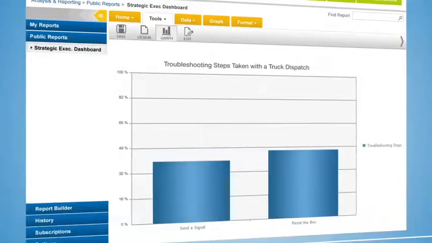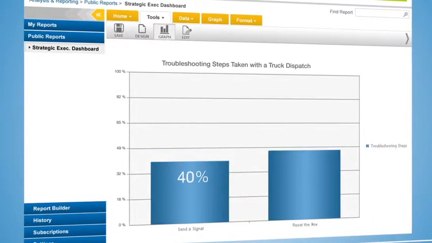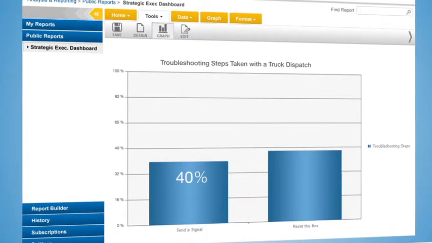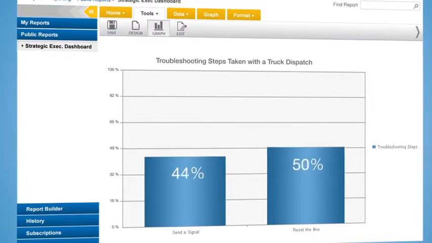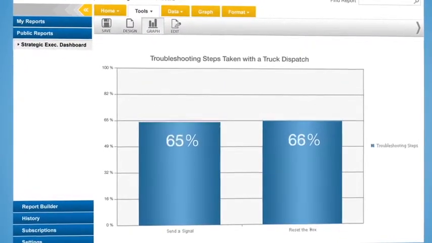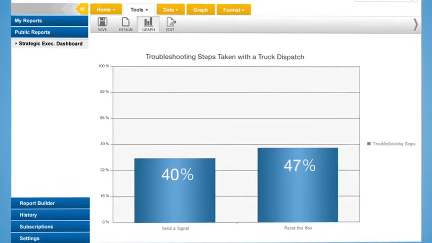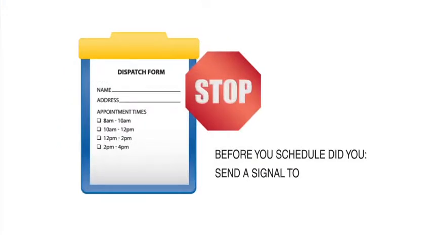What we learn is that when a channel error call came into the center, our agents only sent a signal 40% of the time, and we're resetting the box 47% of the time. These numbers should be closer to 100% before we dispatch a technician. Guess what? That means we did not use the less costly troubleshooting steps before sending a truck over 50% of the time. So now we know.